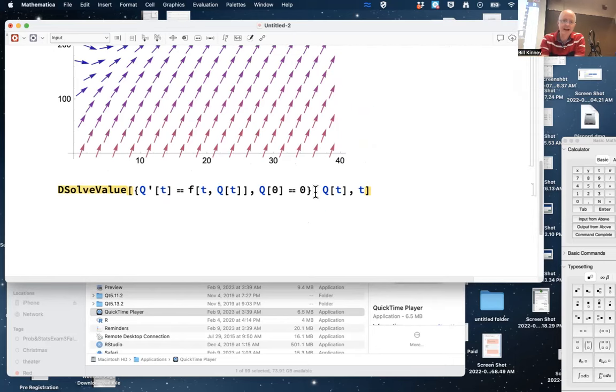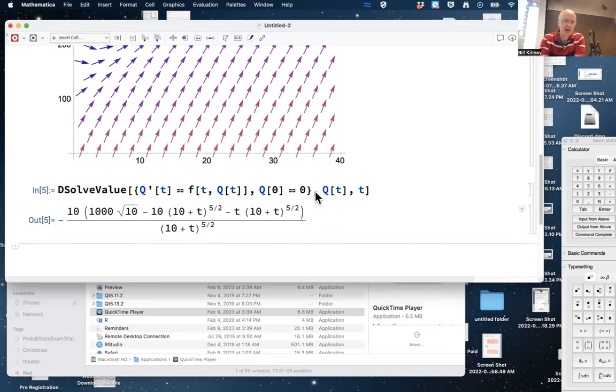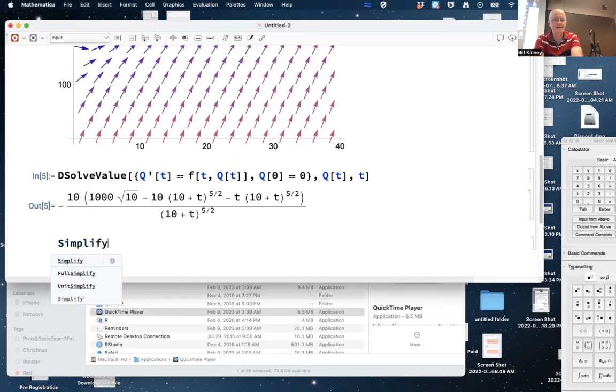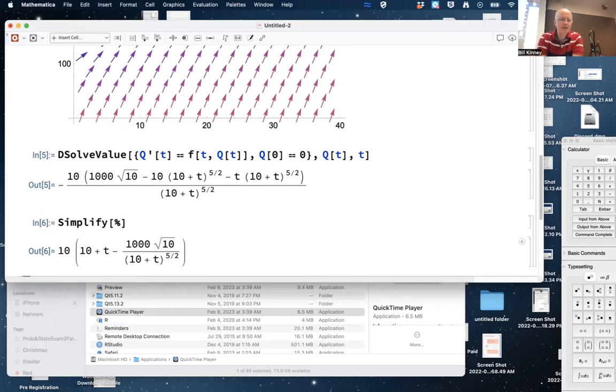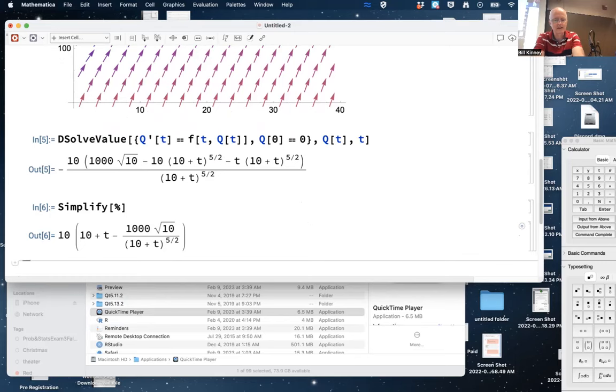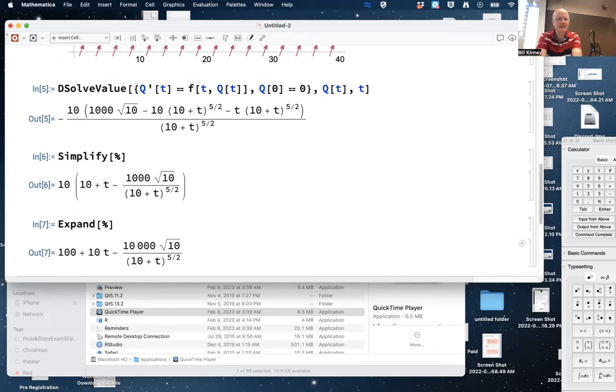Sometimes when you enter this, it's not in the nicest form. Okay, is that the nicest form? I don't know. I could try to simplify it. It's kind of complicated, but you can't really simplify it much anyway. I guess that simplifies it a little bit, although I don't know why they factored the 10, might as well multiply the 10 through that. Percent refers to the preceding output. That's why I'm using a percent sign. That's probably as simple as it's going to get.